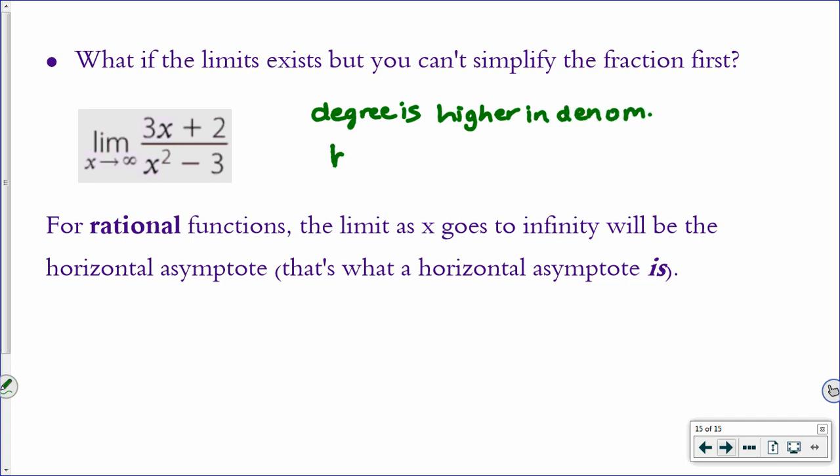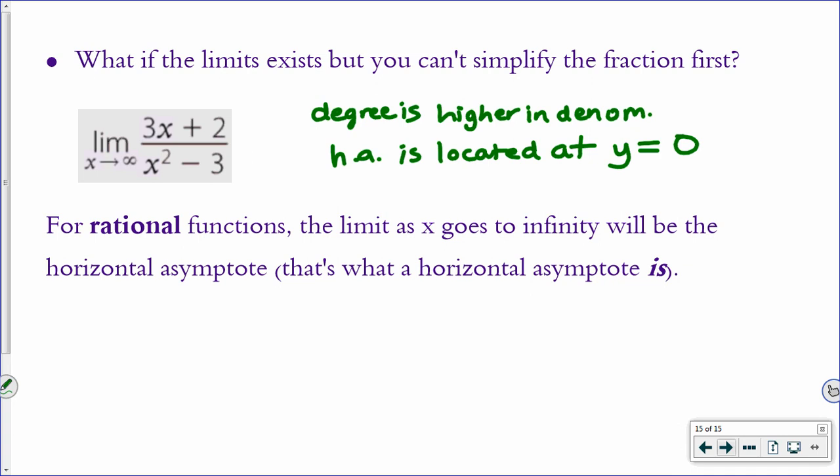the horizontal asymptote is located at y equals 0. If the degree is the same, that's like the example we saw on the previous slide, it's going to be coefficient over coefficient. And if the degree on the top is higher, then there isn't going to be a horizontal asymptote.